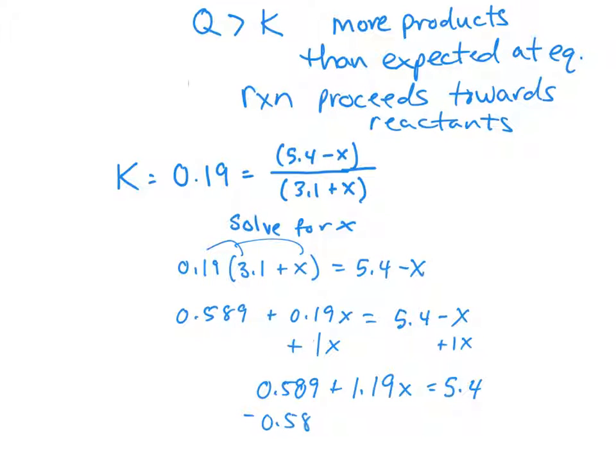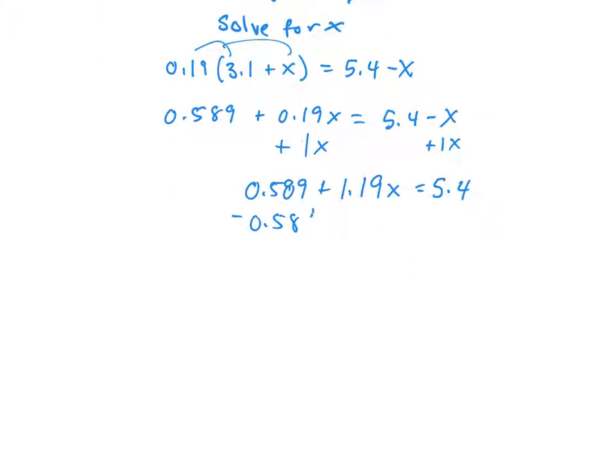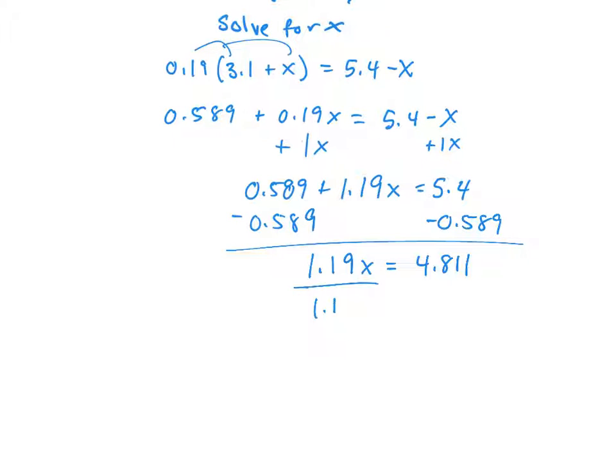Okay, minus 0.589 on both sides. We'll have 1.19x equals 4.811. Divide both sides by 1.19. X equals 4.04.